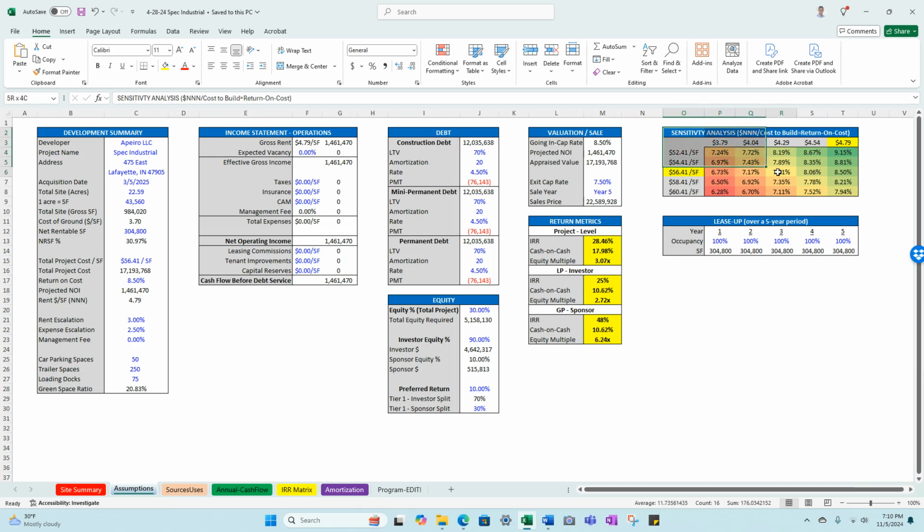This is just a quick sensitivity analysis from rent per square foot to cost to build. It just shows those percentages. I modeled it out getting leased up in the first year. So obviously we would want to change this to where it's staggered between just over a 24-month period.